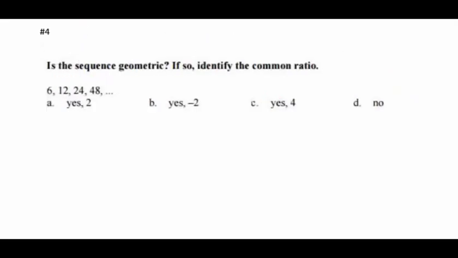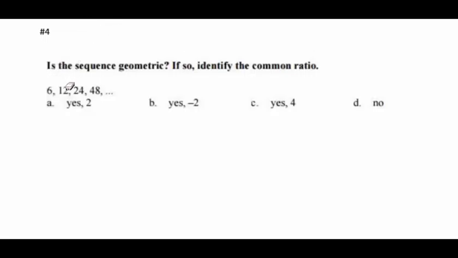Let's look at this question here. It says, is the sequence geometric? If so, identify the common ratio. Well, to go from term 1 to term 2, it does appear that we add 6. But to go from term 2 to term 3, it appears that we add 12. And so I don't think this is arithmetic.